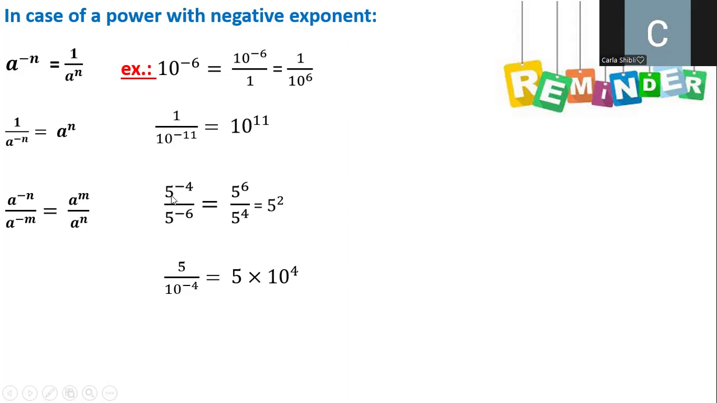For example, 5 to the power minus 4 over 5 to the power minus 6. It is 5 to the power 6 over 5 to the power 4. Now here I am dividing two powers having the same base, different exponents. So I keep the base 5 and I subtract 6 minus 4, which is 5 squared. Now 5 over 10 to the power negative 4. In the numerator, I have 5, so I keep it 5. 10 to the power negative 4, I take it up, so I multiply it with the 5. This is as a reminder of what we did last week.